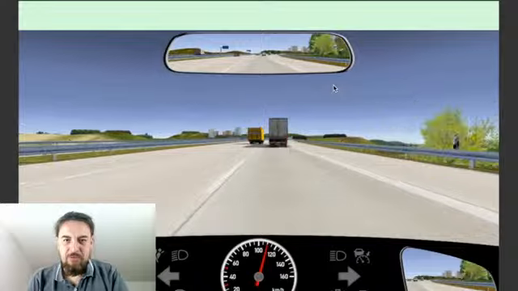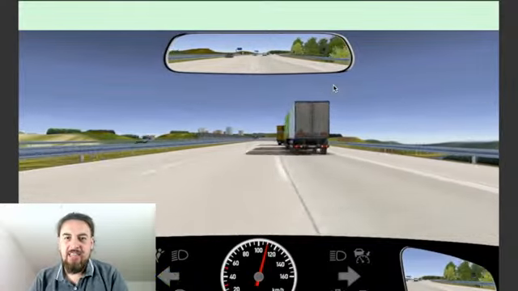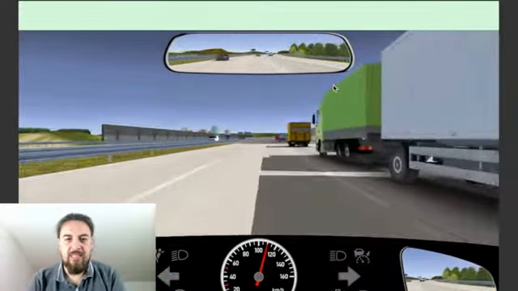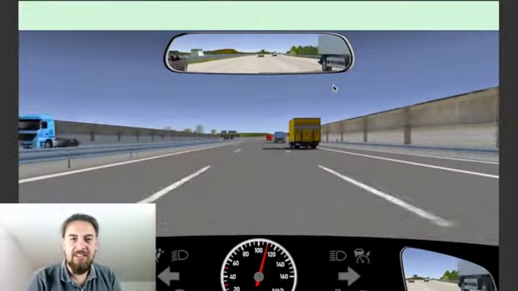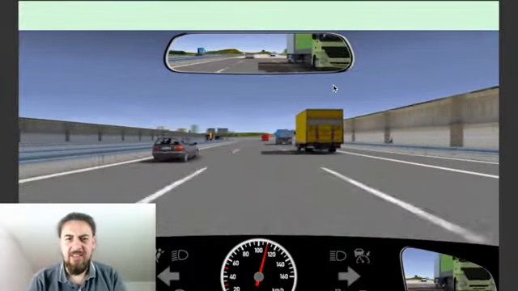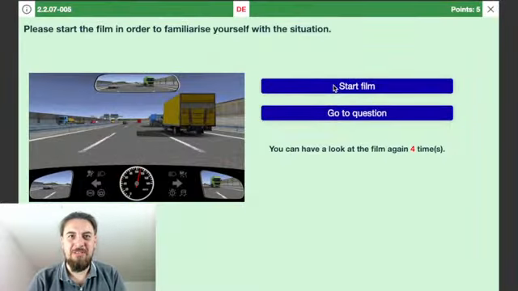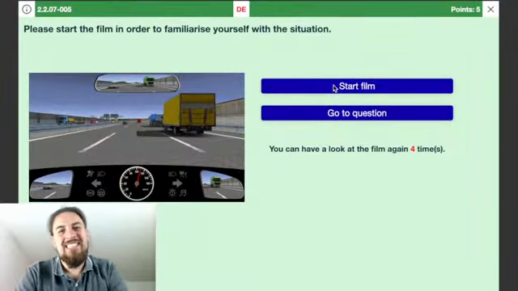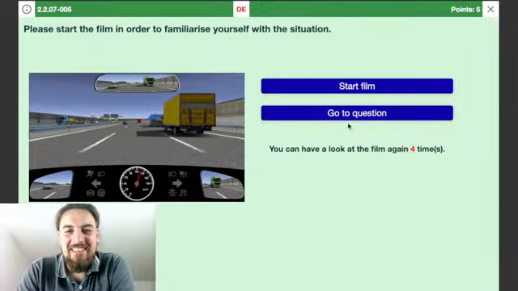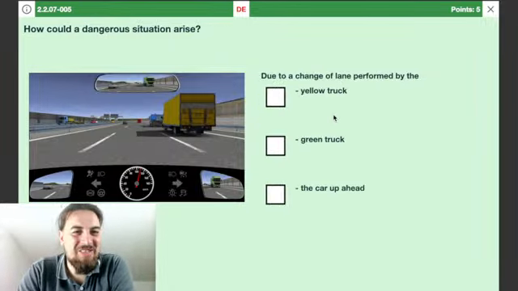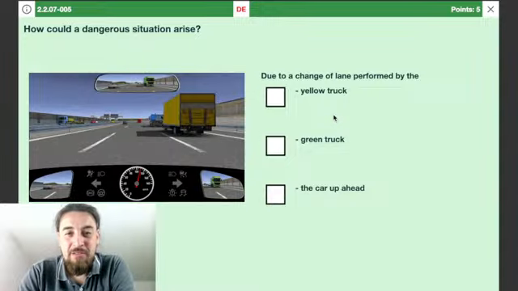We're about to overtake these trucks at 110 kilometers per hour. On the left is a gray car, and check the yellow truck. Whoa, he's getting close to our lane. Probably the DHL truck. Let's go to the question. How could a dangerous situation arise? Due to a change of lane performed by the yellow truck, the green truck, the car up ahead.